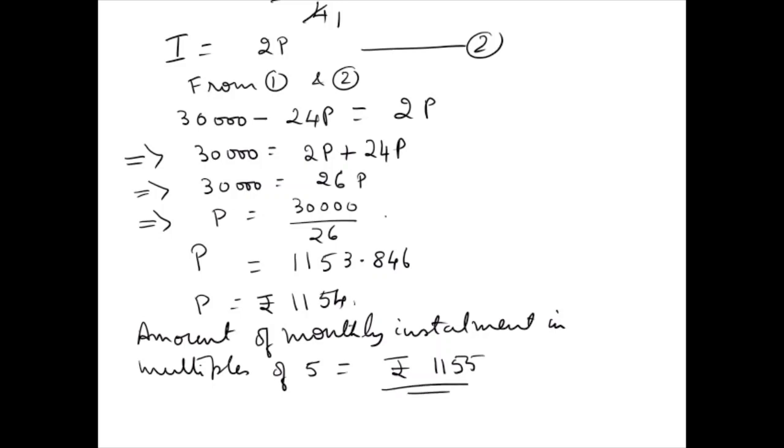Actually for 30,000 he can do a monthly installment of 1153.8485, but we rounded it off, it became 1154, but they want it in multiples of 5, so the amount of monthly installment in multiples of 5 is rupees 1155. So this is the answer, right?